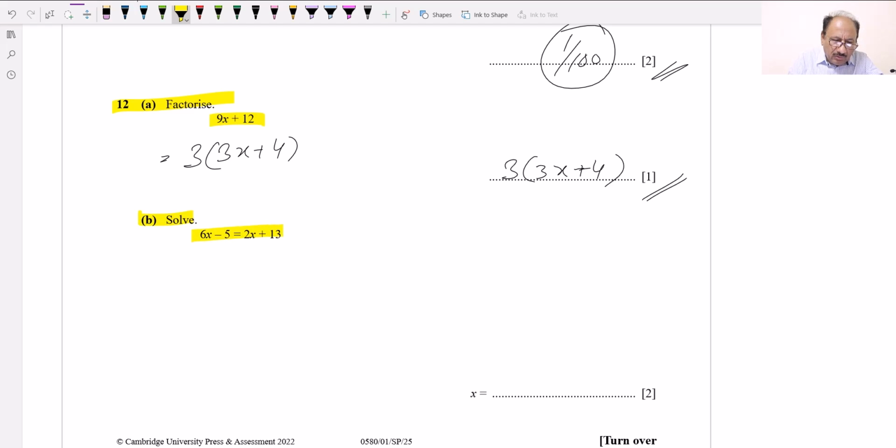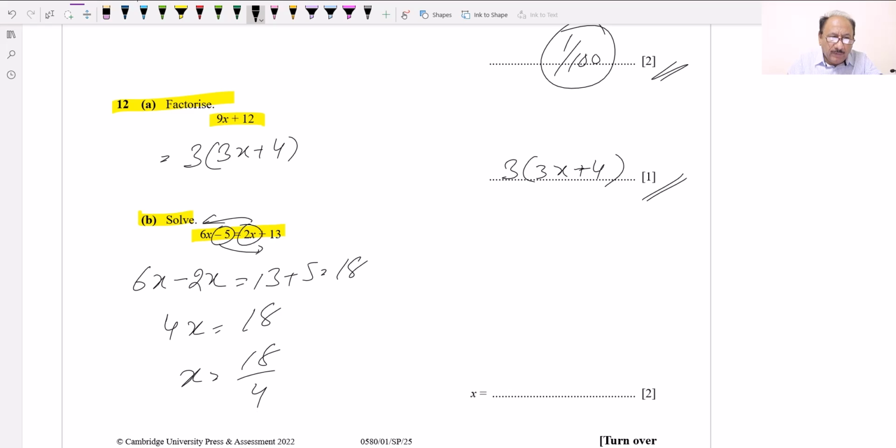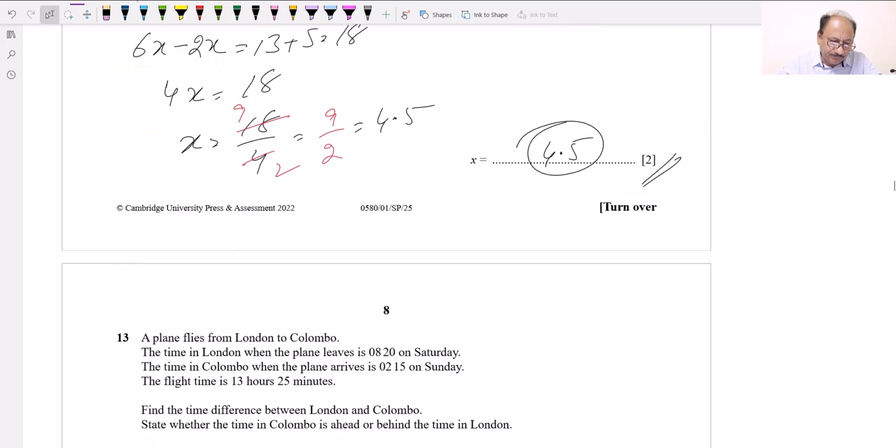And part B, solve this equation. So 2x we can shift to the other side, and this will be 6x minus 2x, and minus 5 we can shift to the other side. So this will be 13 plus 5, which is equal to 18. So 4x is equal to 18. So x will be equal to 18 by 4, which we can solve by cancellation. 2 2s are 4 and 2 9s are 18, so it will be 9 by 2, which we can write as 4.5, and this will be the 4.5 answer for 2 marks.